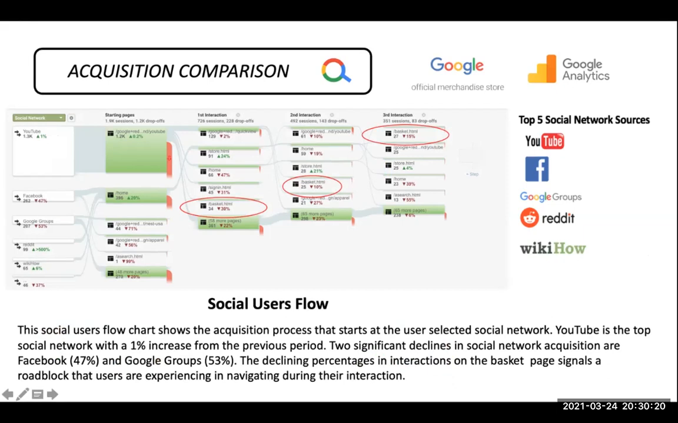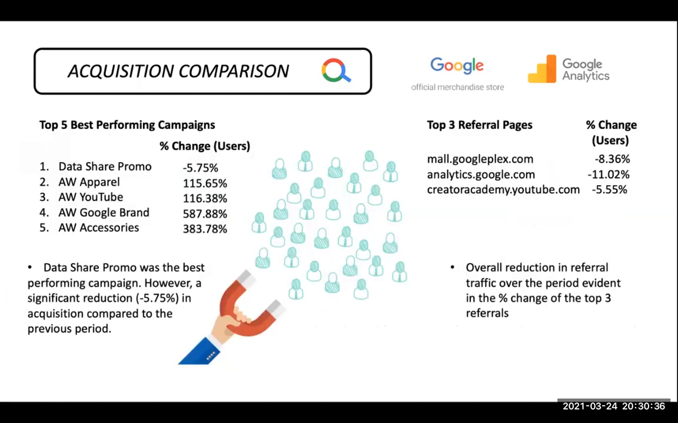Reddit, there's a 500% increase, which could mean that you need to go and do a lot of advertising on Reddit because you're seeing a 500% increase. You could do some amount of advertising on WikiHow because it has a 6% increase. All right. Acquisition, the top five best performing campaigns, you can comment on that. Of course, all the information is available in the Google demo account for you to comment on.